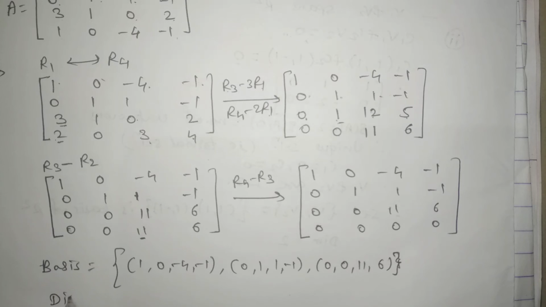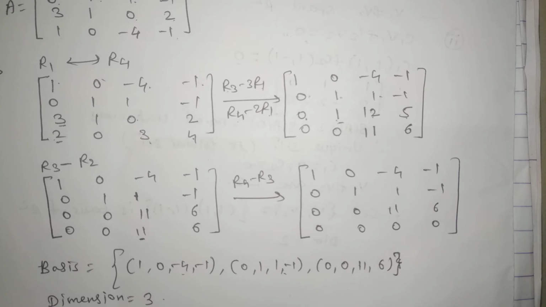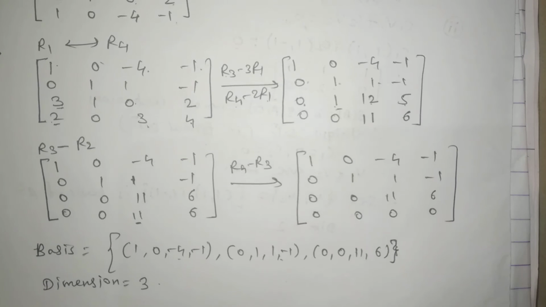And what is the dimension? Dimension is the number of elements in the basis, so 3. So the dimension of this is equal to 3. So this is the solution.